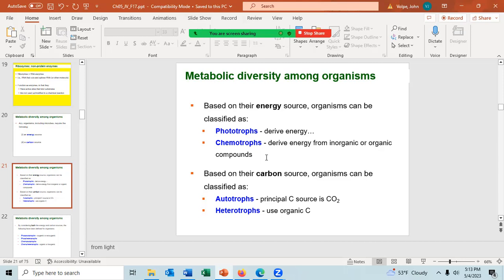Green plants, as you know, are phototrophs, and they derive their energy from light. And hopefully you know there are green bacteria, which are phototrophs, and they derive their energy from light.